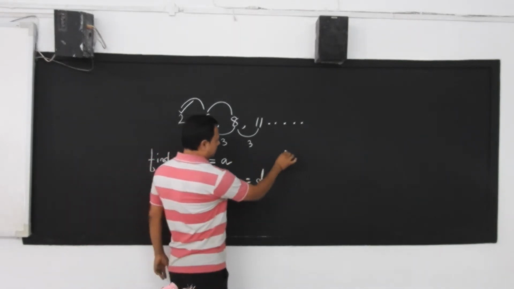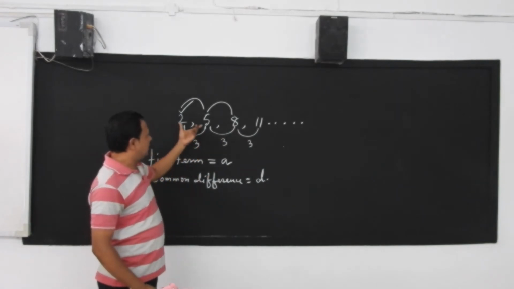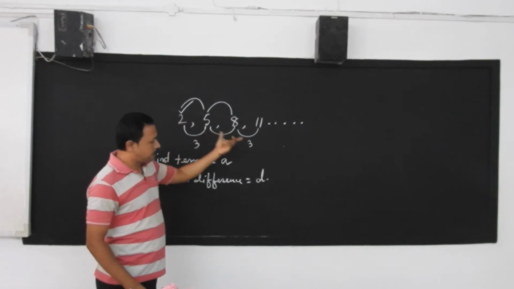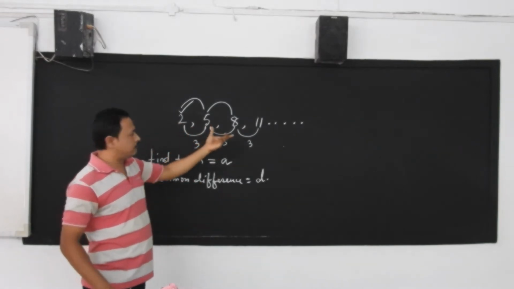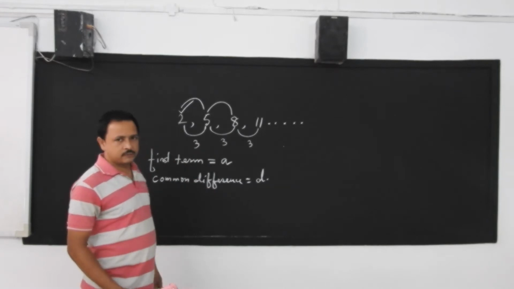See, this is an arithmetic progression with increasing numbers. In an increasing arithmetic progression, the common difference will always be positive.